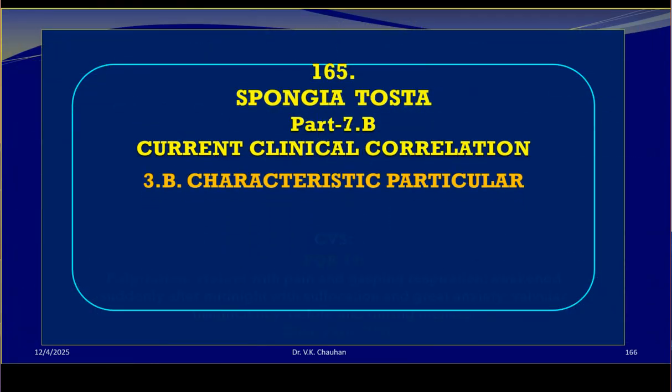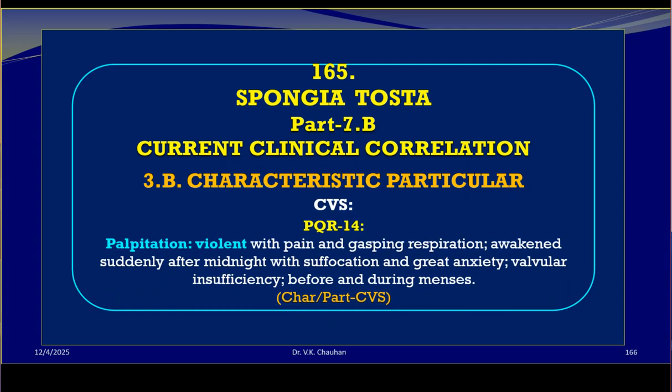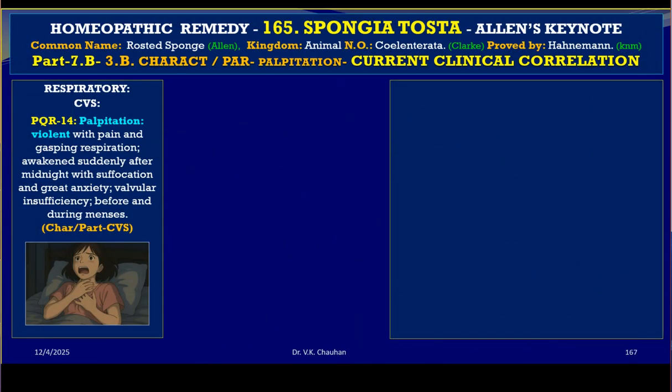So friends, let us go to the next PQR. We have finished with the constellation of respiratory system PQRs. We are going to the first PQR 14, related to severe palpitation, violent, with pain and grasping respiration. Awakened suddenly after midnight with suffocation and great anxiety. Valvular insufficiency before and during menses. So it has multiple components.